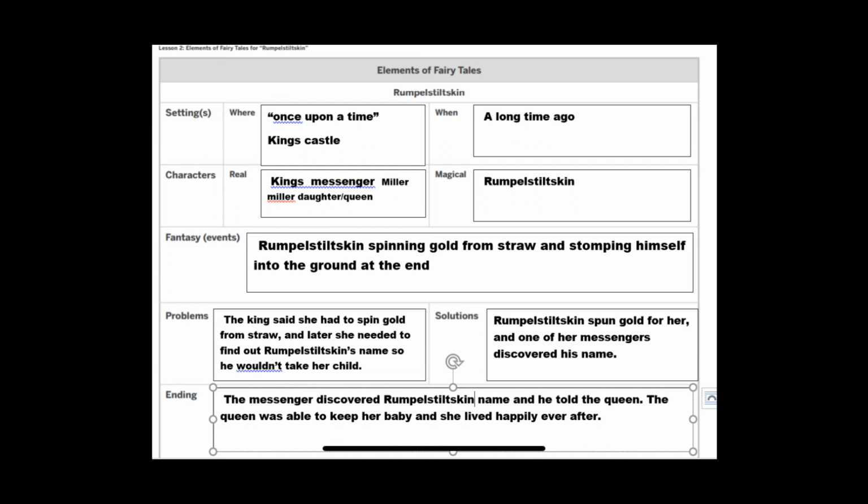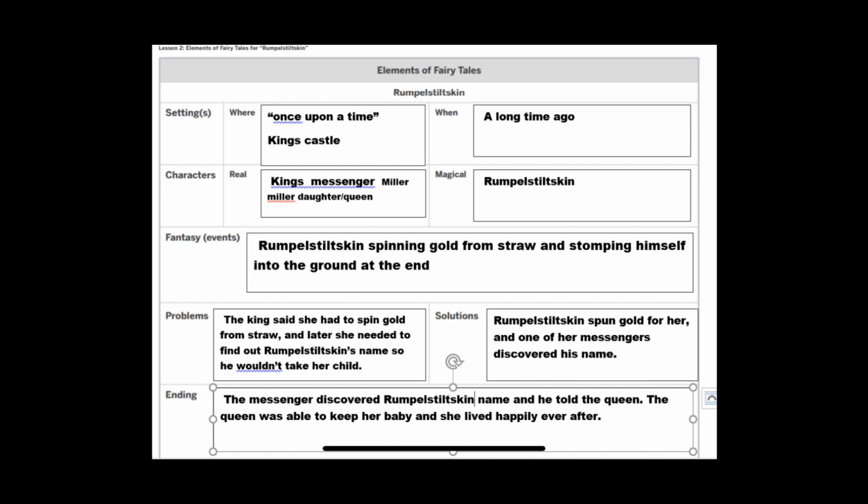So, crying and weeping, she ran into Rumpelstiltskin, who each time she needed help made a deal with her. First, she gave him a necklace, then a ring, and lastly, he wanted her first child. She said yes because she never thought that she would be queen. But then, in the end, he came to get what she had promised him. Solution. Rumpelstiltskin spun gold for her, and the messenger was able to discover his name.